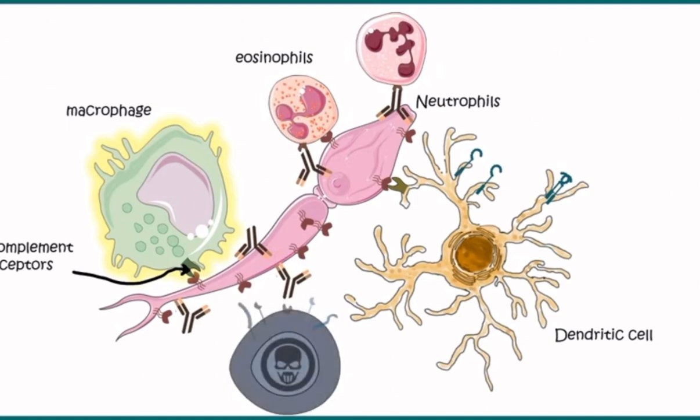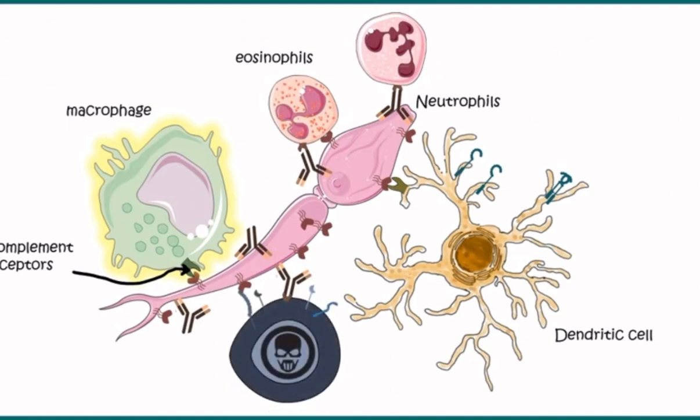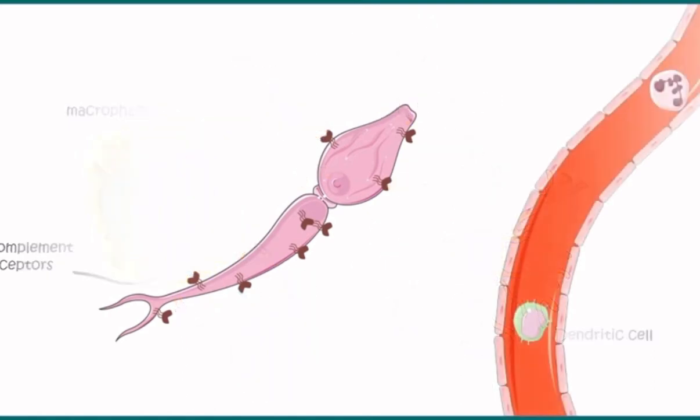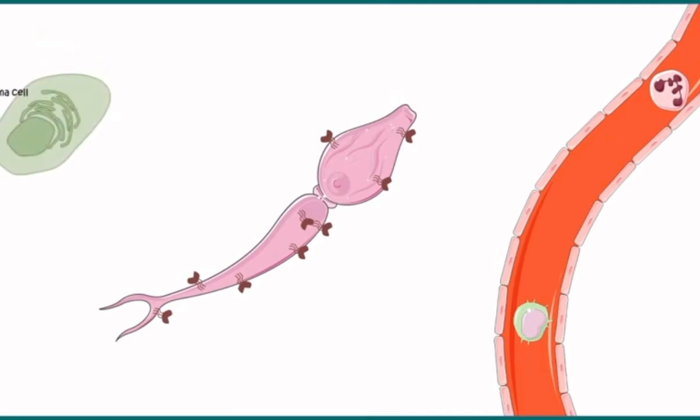The adaptive immune response, which includes both cellular and humoral components, develops more slowly and specifically targets the parasite. T cells play a crucial role in the adaptive immune response by recognizing and attacking infected cells, while B cells produce antibodies that can bind and neutralize the parasite.